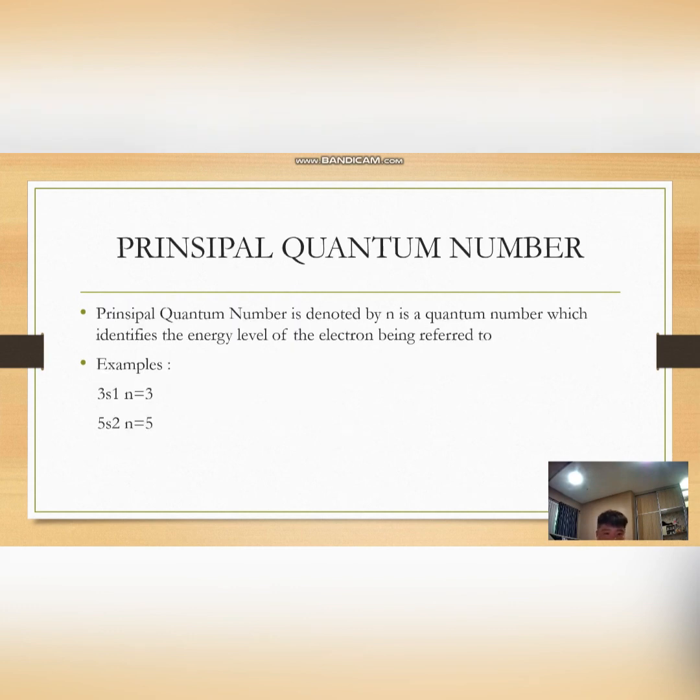The first one is the principal quantum number. The principal quantum number is denoted by n. It's a quantum number which identifies the energy level of the electron being referred to. Examples: 3s1, n equals 3; 5s2, n equals 5.